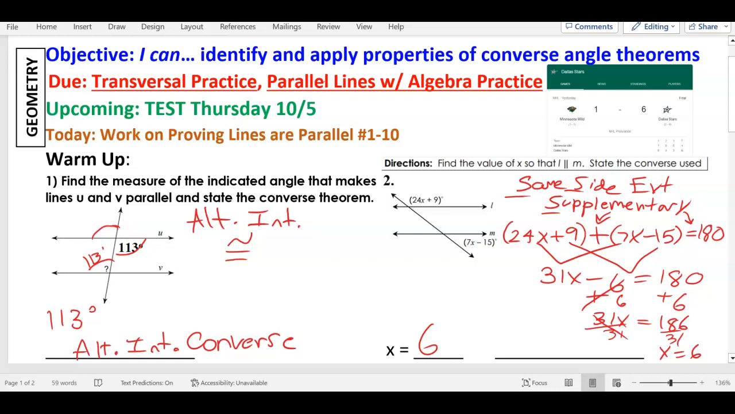But what is the converse? So what's the name of these again? What do we call them? Same side exterior. What's the little word I have to put at the end of it? Converse, because I'm working backwards to prove that they're parallel. Put it away. All right. So same side exterior, converse.